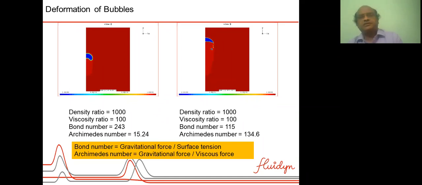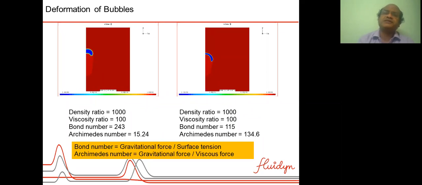This shape of the bubble depends on various factors. It depends on certain non-dimensional numbers called the Bond number and the Archimedes number. The Bond number is a ratio of gravitational force to surface tension. The Archimedes number is the ratio of gravitational force to viscous force. So you can see that the balance between different forces like gravity, buoyancy, surface tension and viscous force determines the shape of the flow.